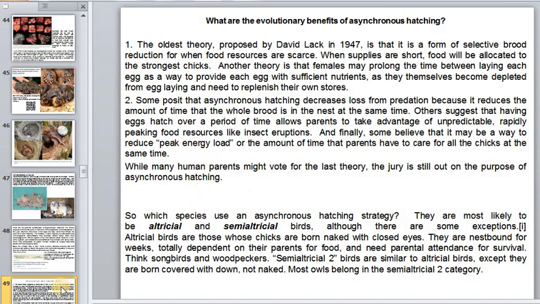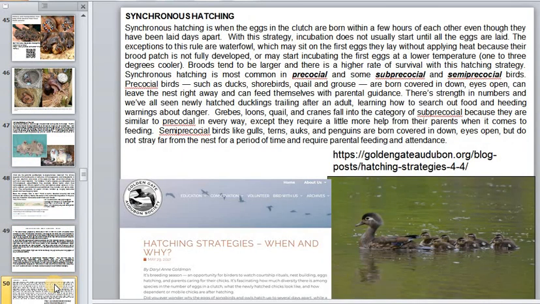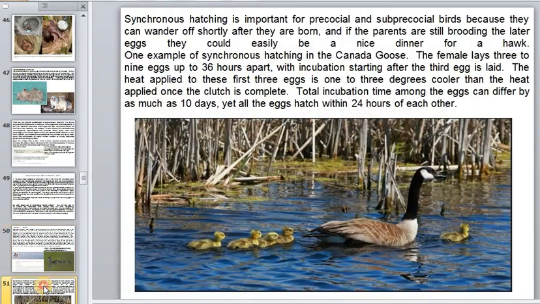And here we can find one more. Synchronic hatching is when the eggs in the clutch hatch within a few hours, in 1 day or 2 days, not more. With this strategy, incubation does not usually start until all the eggs are laid. So the mother takes less temperature for incubation at the start of laying eggs, and at the end the temperature becomes higher, and incubation goes quickly.